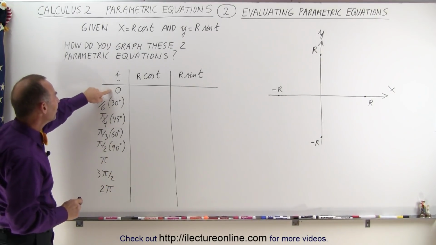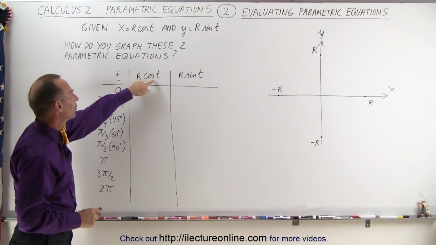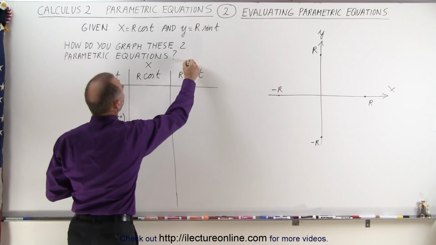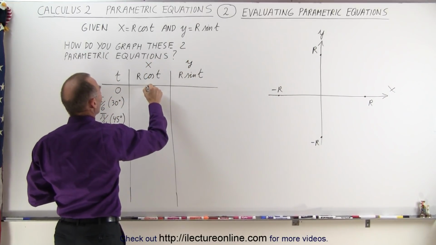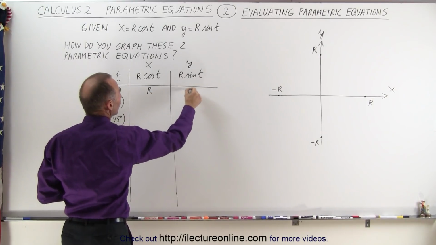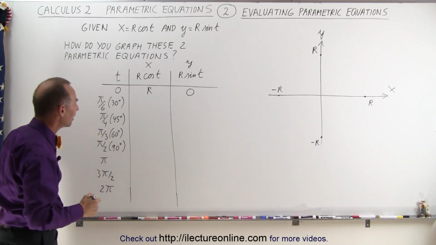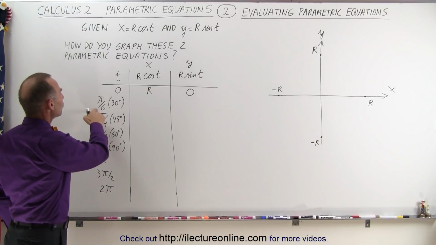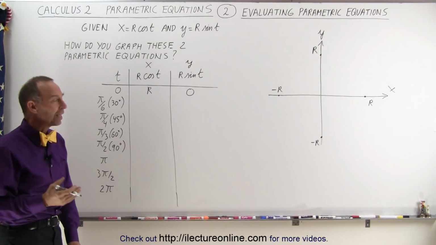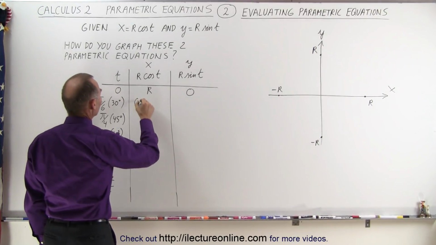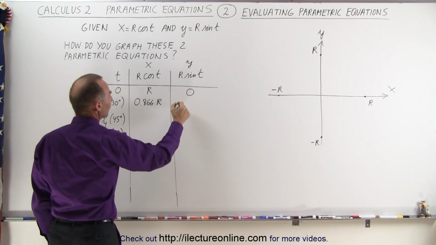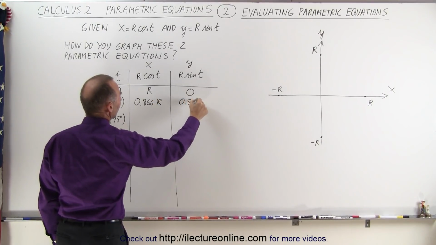But anyway, when t is equal to 0, the cosine of 0 is 1. So this would be the variable x, this would be the variable y. For x we get 1 times r, which is r, and the sine of 0 is 0, so we get 0 for the y, or the r sine of t. When we change t to pi over 6, which is equivalent to an angle of 30 degrees, the cosine of that would be 0.866, so we get 0.866 times r, and for the sine that's 0.5, so we get 0.5 times r.